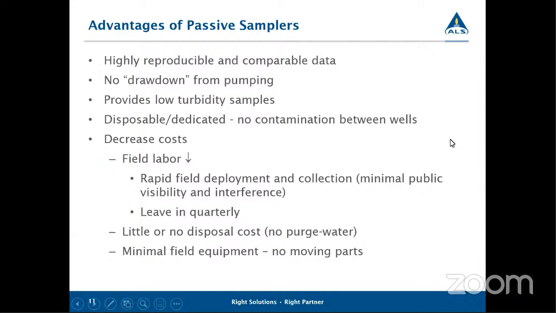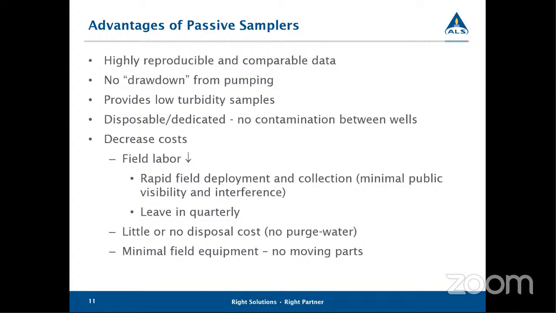So what are some of the advantages of passive sampling? We touched on some of them already, and I'm sure everyone on here knows that highly reproducible, comparable data is always a plus when you know that you can rely on that. I've mentioned this, you don't get the drawdown that you get from pumping. So you're not pulling in water from different areas around the well. You're actually getting what's sitting in the well. You're not getting any turbidity in your samples, again, because it's just passively diffusing into the DI water inside the passive diffusion device.